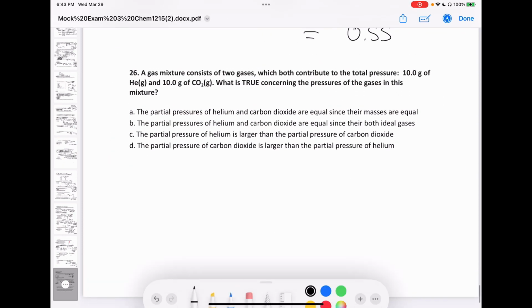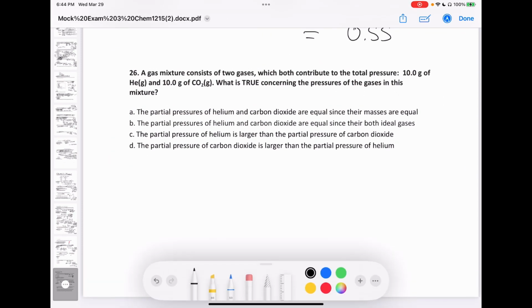All right, last problem. A gas mixture consists of two gases which both contribute to the total pressure, 10 grams of helium, 10 grams of carbon dioxide. What is true concerning the pressures of the gases in this mixture?